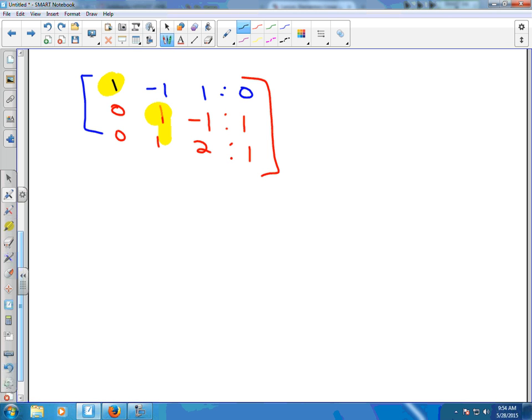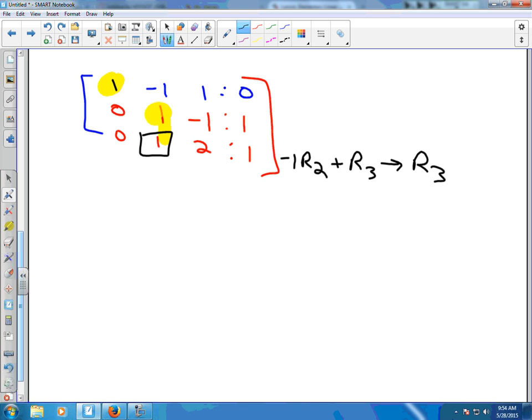So if that is 1, what do you add to 1 to get 0? -1. So we want to take -1 times row 2, add that to row 3 to get our new row 3.